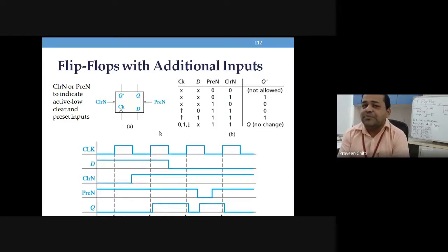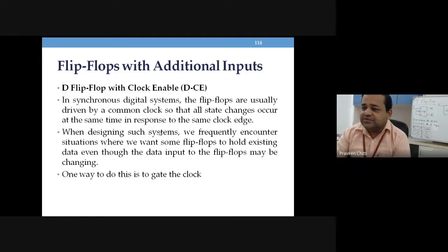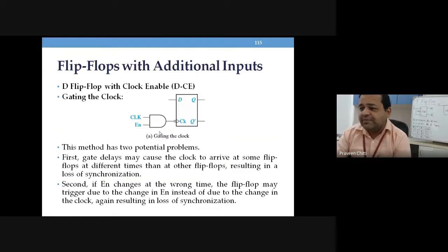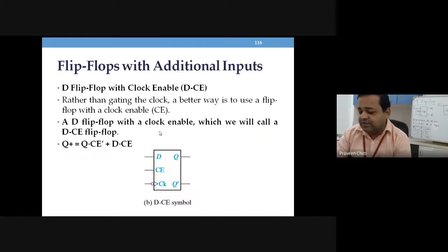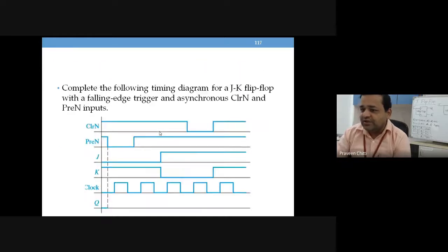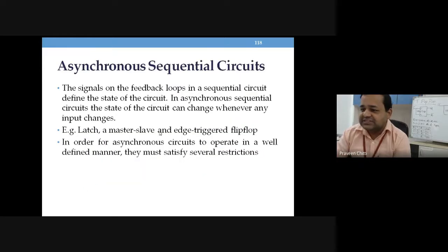Then irrespective of your input, whenever clear is active, output Q will be 0. Irrespective of the input, when preset is active, Q will be 1. So those are the additional inputs we can have. Along with these clear and preset, we may have enable also. If you remove clock and put enable, normally it becomes like a latch.